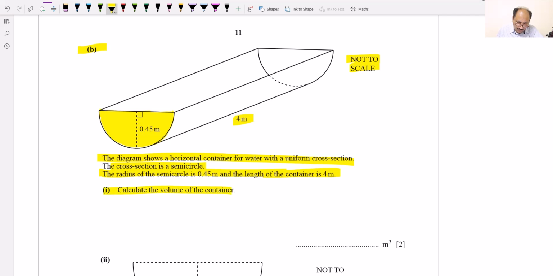Now calculate the volume of the container. Volume we know, face area multiply by this length, and which is 4 meters. So we will be multiplying pi r square is area of the circle. So we'll divide it by 2. This will be face area, and this will be multiplied by 4, and this will be equal to what, pi, and radius is 0.45. So 0.45, this will be square divided by 2 into 4. We can cancel this 2 and 4, so this will be 2.